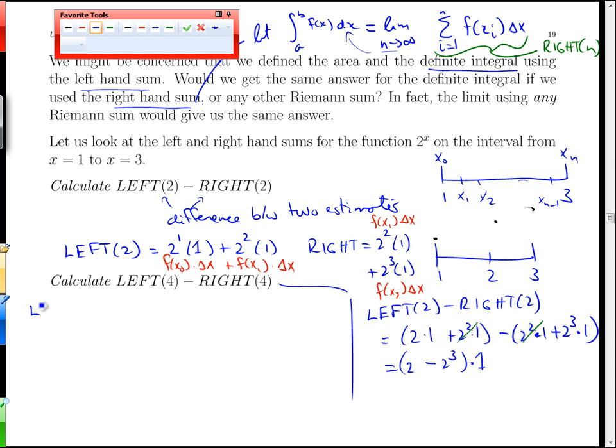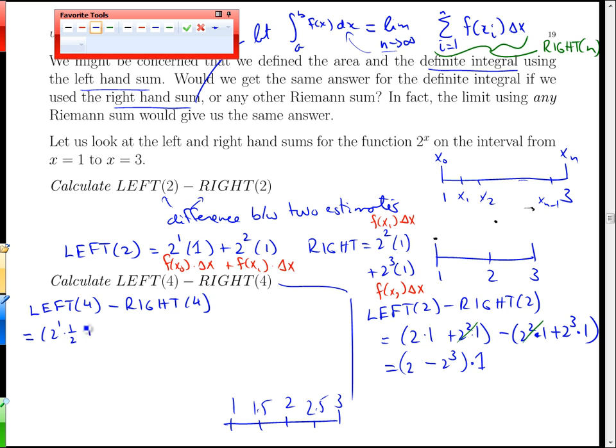Let's take a look at the next ones. And we're going to draw them out immediately. Minus right of 4. The points that we'd see on that interval would be 1, 2, 3, 1.5, and 2.5. And when we do the sum, we get 2 to the 1 times the interval size a half, plus 2 to the 1.5 times a half, plus 2 to the 2 times a half, plus 2 to the 2.5 times a half. That's the left rule, left-hand sum.